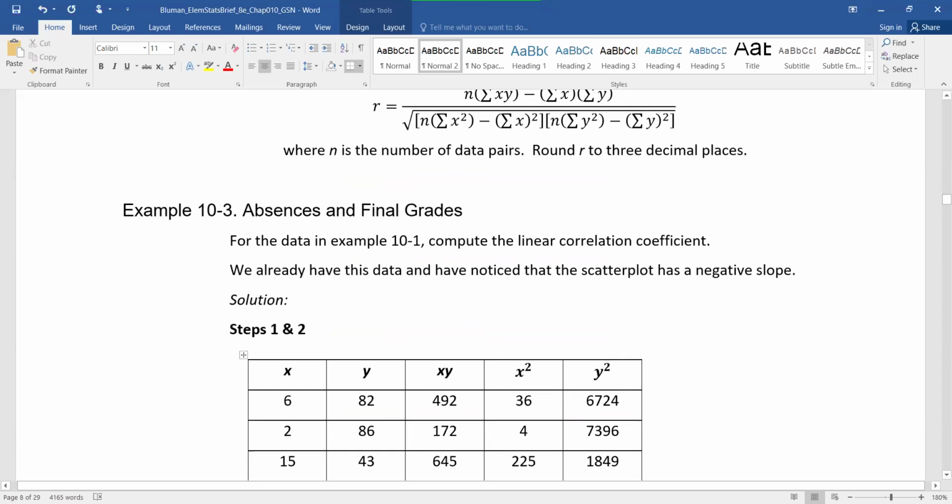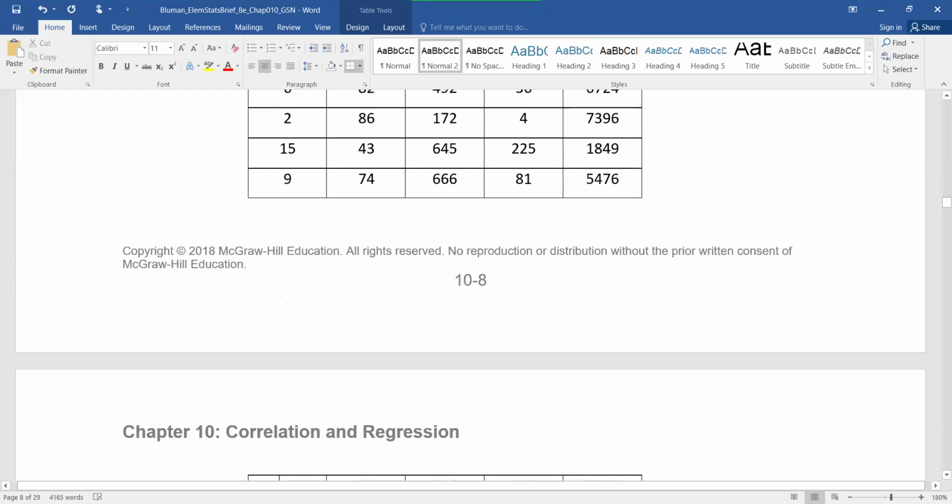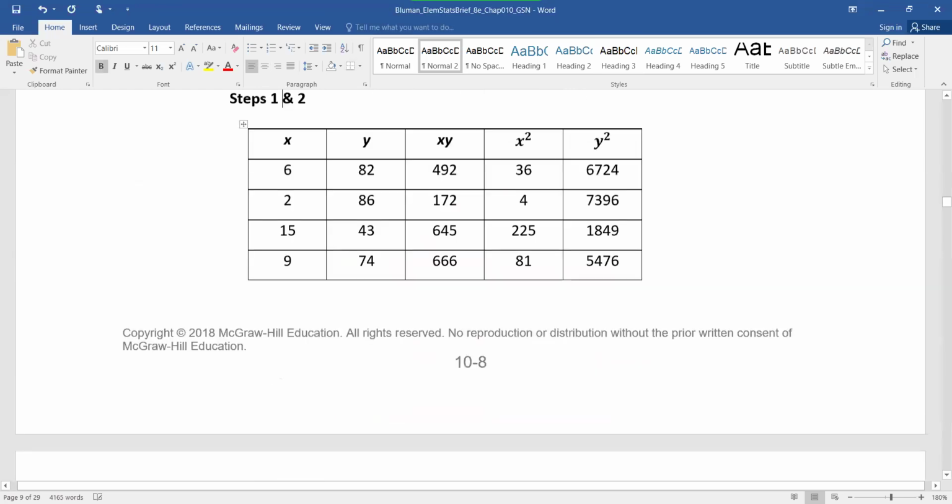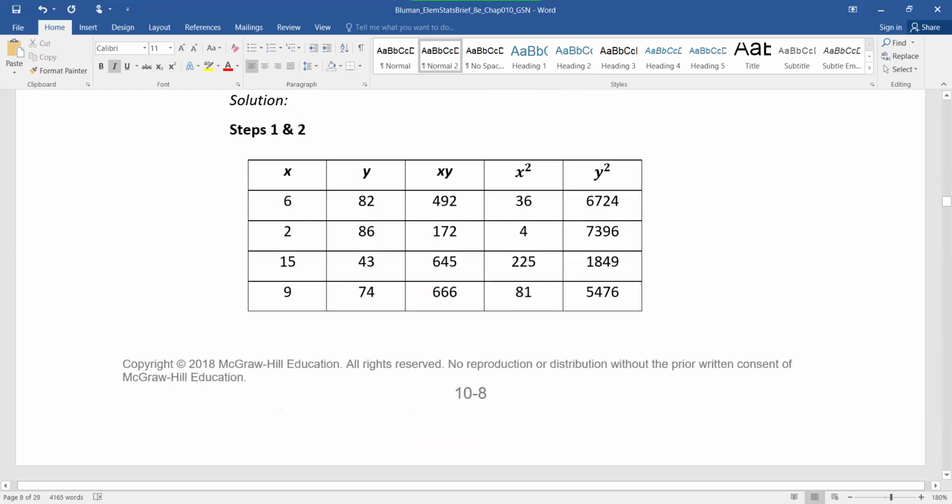In this one, it's already done for you. So I will show you that part, but I will show you the quicker way. Here are all of the researchers' X and Y values. They placed all the independent and dependent variables in. Then they took each pair and multiplied it. That's how we got these numbers here. So 6 times 82 is 492, and so on. Then we squared each of the X values. So 6 squared is 36. Then we took all the Y's and squared them. So 82 squared is 6,724.